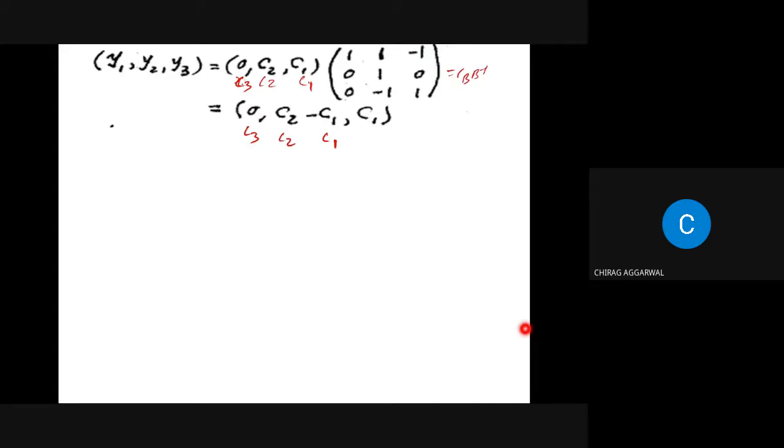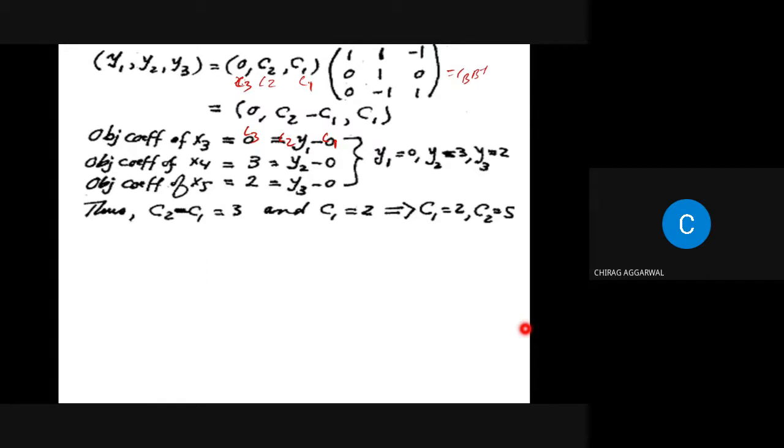And then corresponding to this, the objective value of the x3 x4 x5 is what? 0 3 2. It is given to you. That is the value of the y1 y2 and y3. So 0 is equal to 0, c2 minus c1 is equal to 3, and c1 is equal to 2. So from here you will get the value of c1 c2 as 2 and 5.